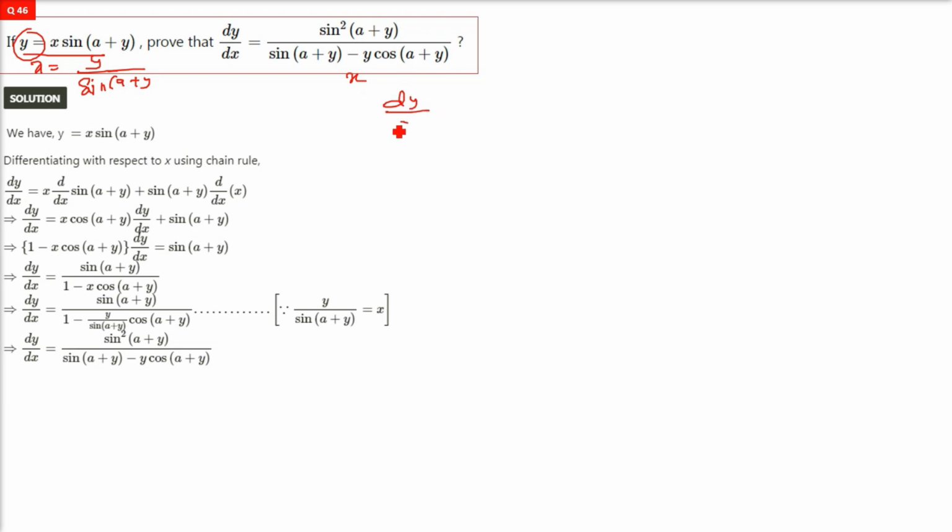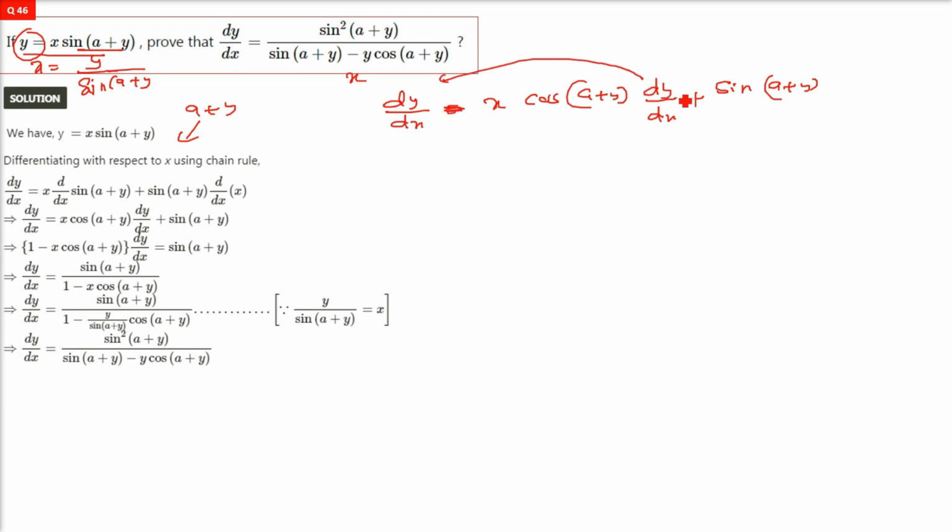So dy by dx is equal to x sin(a plus y), so x sin(a plus y) gives cos(a plus y). Then differentiation of a plus y. This is going to be, a is 0 and y is dy by dx. And then we have sin(a plus y) here. dy by dx of x will be equal to 1. Okay. So 1 dy by dx is here. You can bring it here. Take dy by dx together. So I am taking it here, making the sign minus and equal to on that side.